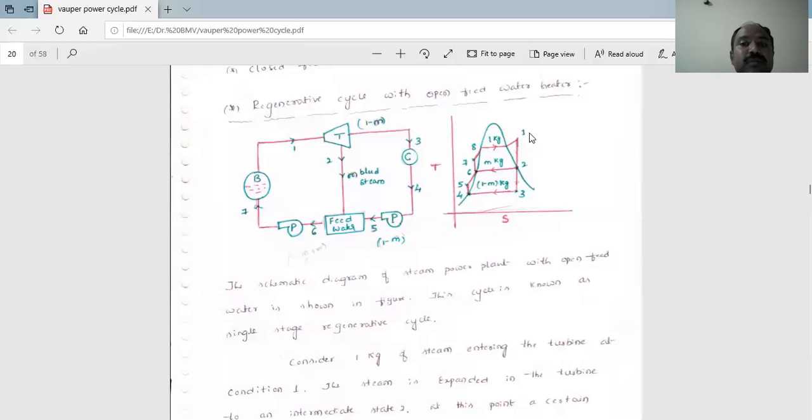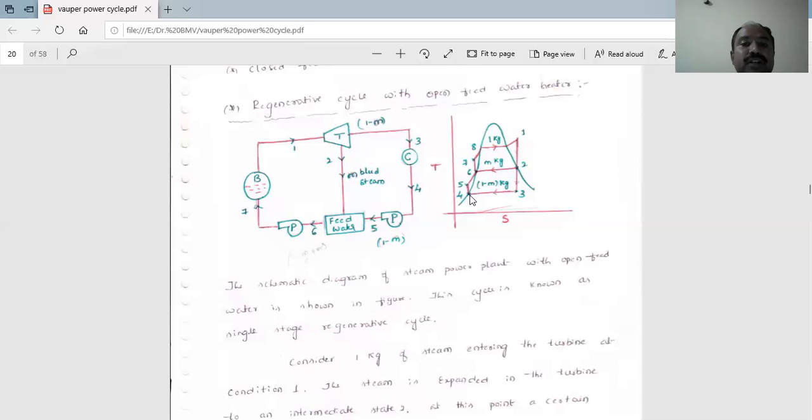In the TS diagram, 1 to 2 is an expansion process. 1 kg of steam is produced by the boiler, and this superheated steam is expanded in the turbine. During that, at stage 2, m kg of steam is trapped. At stage 3, 1 minus m kg of steam remains, and then it is passed to the condenser.